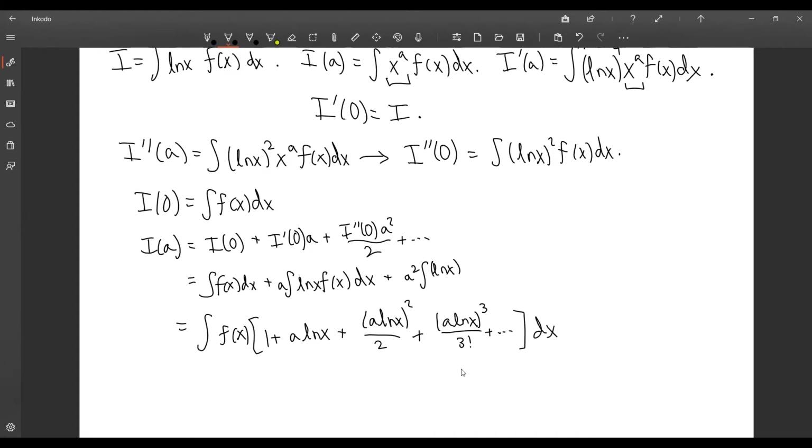But if you notice, this inside here is just a power series in terms of a ln x, and this is the power series for e to the x. So this is going to be e to the a ln x dx, and this is just x to the a. I thought I would have gotten something with that too. Guess not.